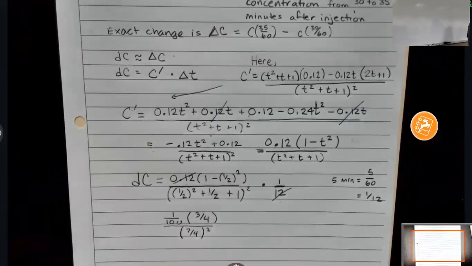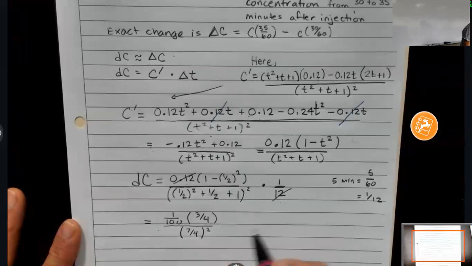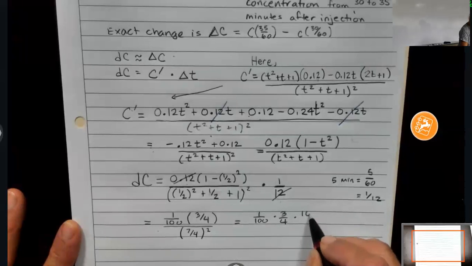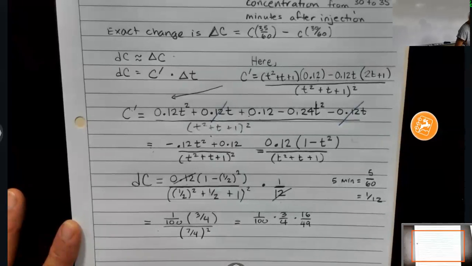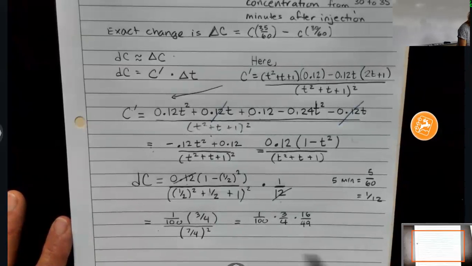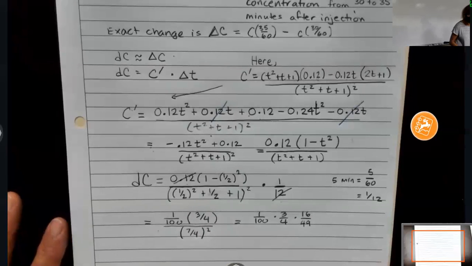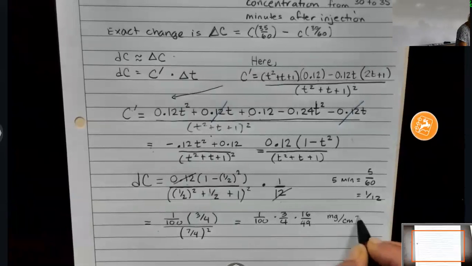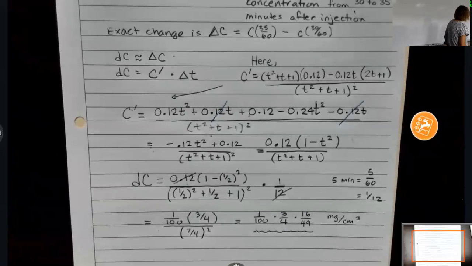Did I do my arithmetic correctly? 7/4 squared is 49 over 16. I'm dividing by 49 over 16, so we'll flip and multiply. And so I'll have 1 over 100 times 3/4 times 16 over 49. May as well quit. And this is going to be the change in concentration. What were the units on concentration? Milligrams per cubic centimeter. So concentration is increasing by roughly that many milligrams per cubic centimeter.